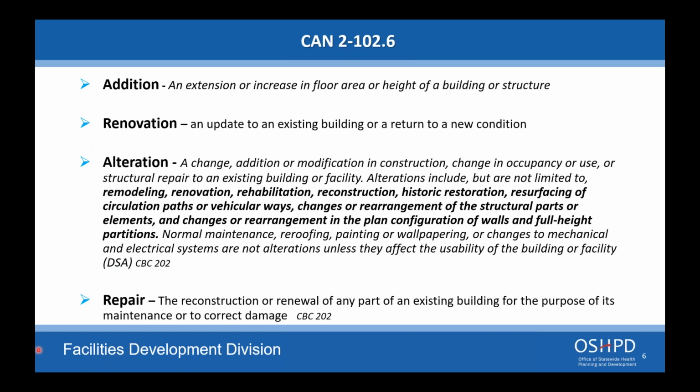So let's look at those definitions. An addition is an extension or an increase in floor area or height of a building or structure. Basically, you're adding on to an existing building. And a renovation is basically returning something back to its original or new condition. This would be like renovating a car or an old historic home.